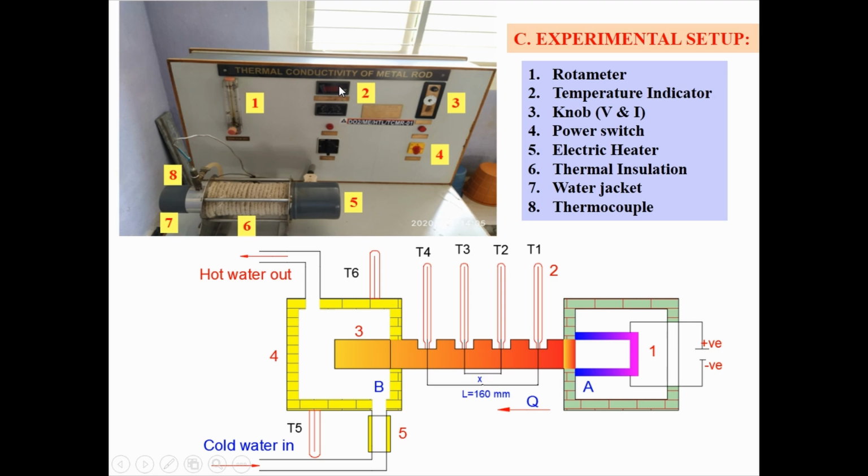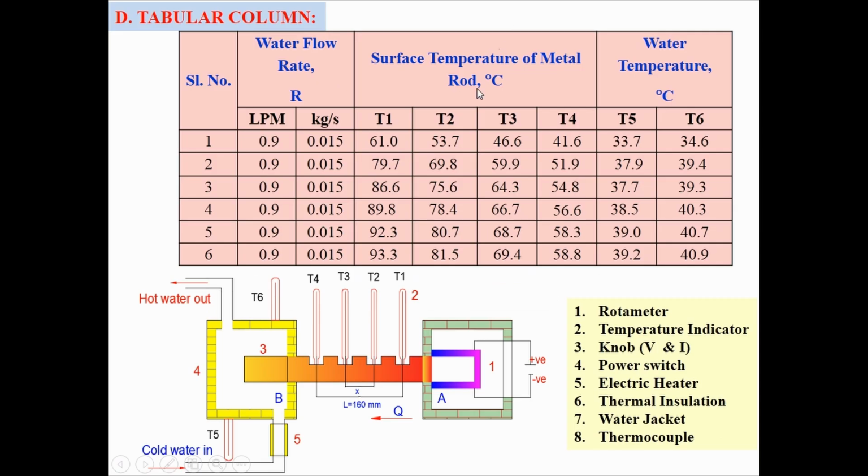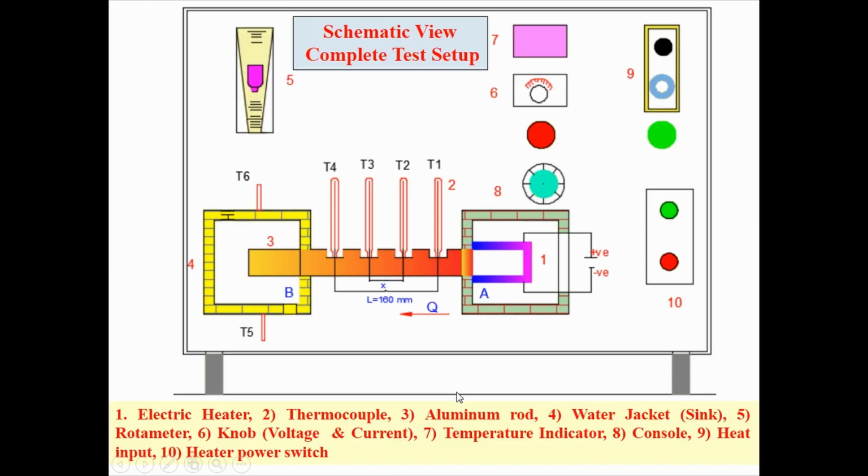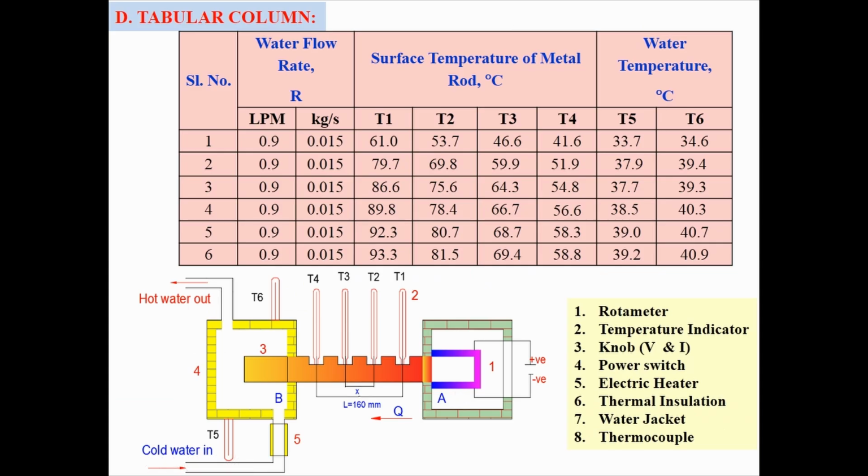That temperature reading is nothing but T1. Similarly, you take T2. T2 is the temperature at location 2, again on the aluminum surface. Then you rotate the knob and take the temperature reading here. Now you will get T2. Like that you have to take the readings from T1 to T6. Those represent the temperature readings of the aluminum surface as well as the water inlet and outlet temperature. T1 to T4 are the 4 thermocouples on the rod, T5 represents water inlet temperature, T6 represents water outlet temperature.